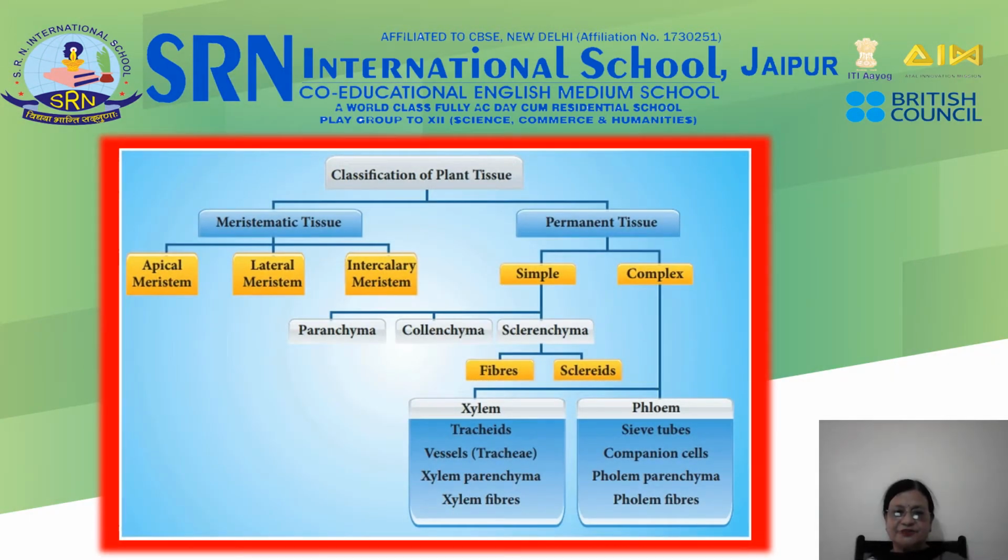Classification of plant tissues. Plant tissues are classified as meristematic tissue and permanent tissue. Meristematic tissues are further classified into apical meristem, lateral meristem, and intercalary meristem. Permanent tissues are classified into simple and complex permanent tissues. Simple permanent tissues are again classified into parenchyma, collenchyma, and sclerenchyma, whereas complex tissues are classified into xylem and phloem.